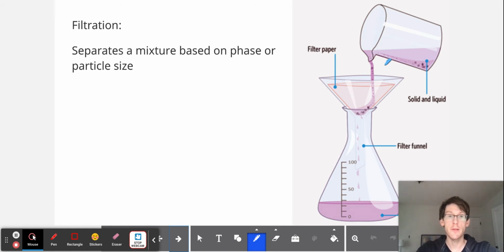So in our diagram to the right here, we have an example of a solid and a liquid in a mixture. They are being poured over a piece of filter paper, and the filter paper is allowing the liquid to go through, but the solid particles end up trapped on the filter paper. And so we end up with whatever the pure liquid is and the pure solid being separate from one another. And that's all based on the fact that the liquid can go through the filter paper and the solid cannot. That is a physical separation.